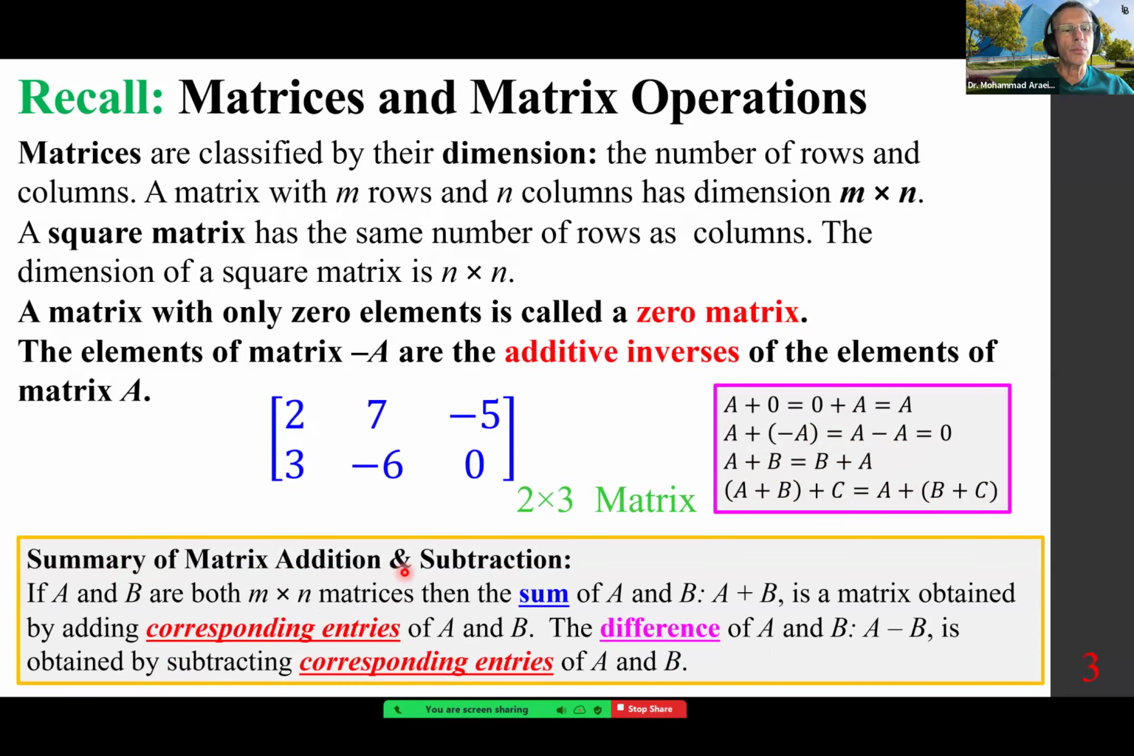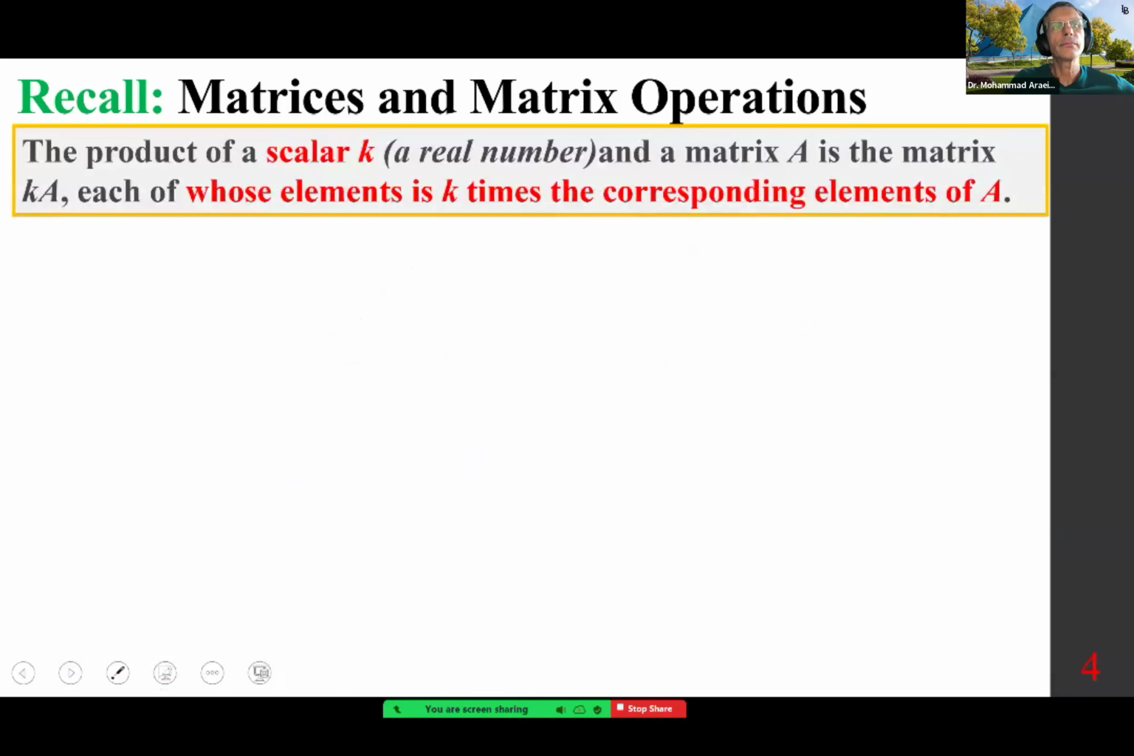Summary of matrix addition and subtraction. If A and B are both m by n matrices, then the sum of A and B, A plus B, is a matrix obtained by adding corresponding entries of A and B. The difference of A and B, A minus B, is obtained by subtracting corresponding entries of A and B. The product of a scalar K, meaning a real number, and a matrix A is the matrix KA, each of whose elements is K times the corresponding element of A.